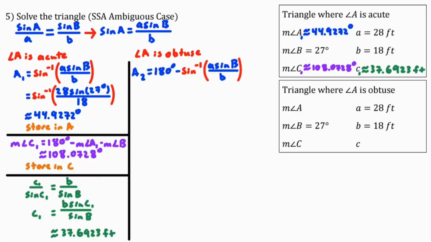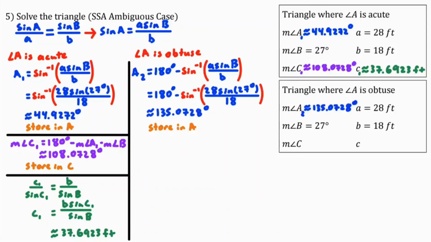To do that, we'll do A equals 180 degrees minus sine inverse of A sine of B over B. Substitute the values in, type this in the calculator, and we get 135.0728 degrees. Make sure you store that onto the calculator. Notice I'm using subscript 1 to signify the triangle where angle A is acute, and subscript 2 for the triangle where angle A is obtuse.